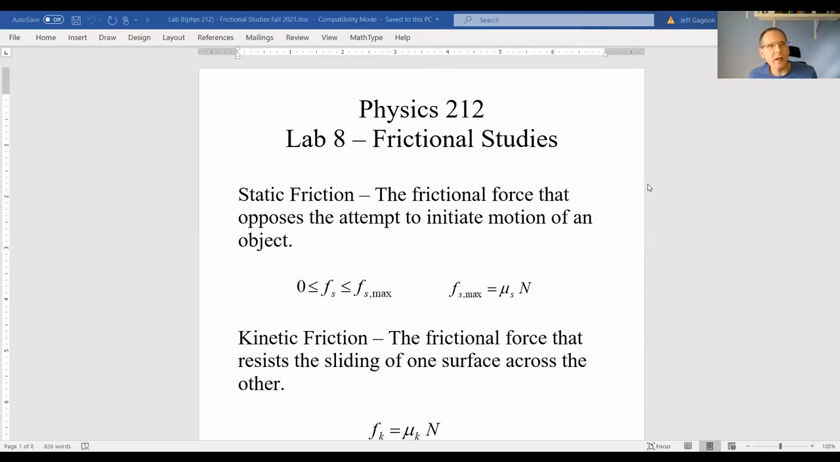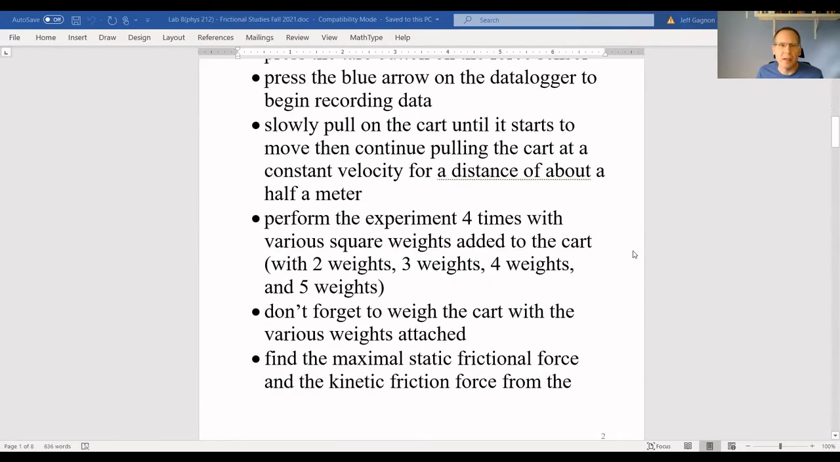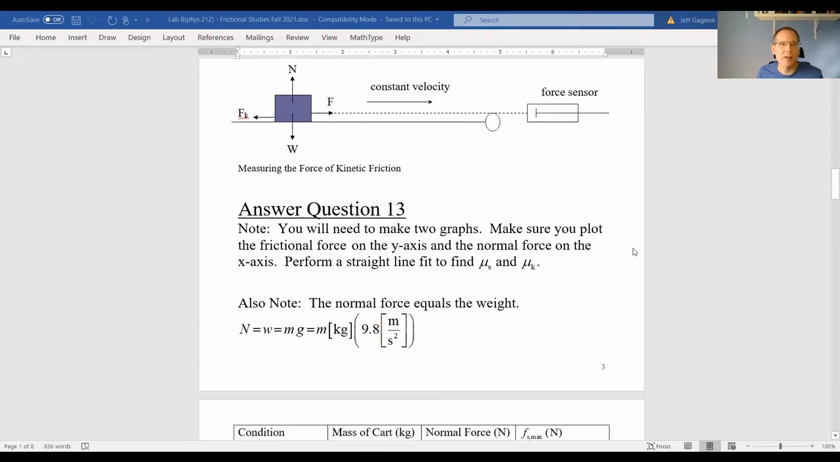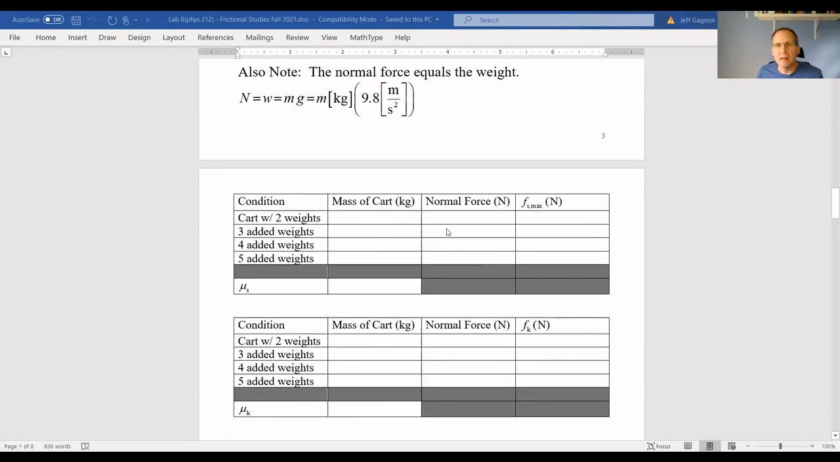Okay, so now that you saw the background information on frictional forces, let's talk about the lab itself. So for this part of the lab, it's basically question 13 that you want to answer from your lab manual. And what you need to do is fill in these data tables. And then ultimately you need to do 2 plots on Pasco Capstone. Okay, so let me go over what's in these tables first.